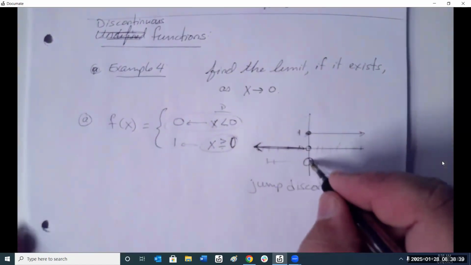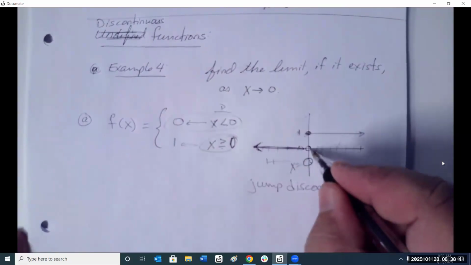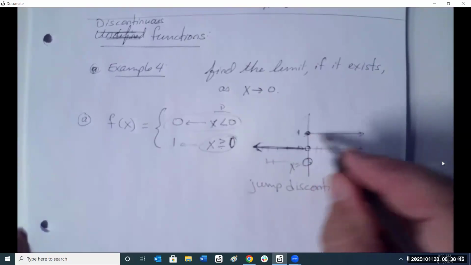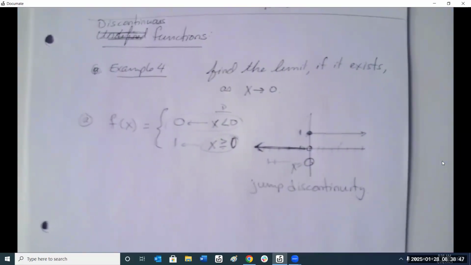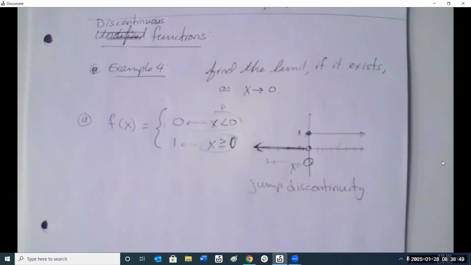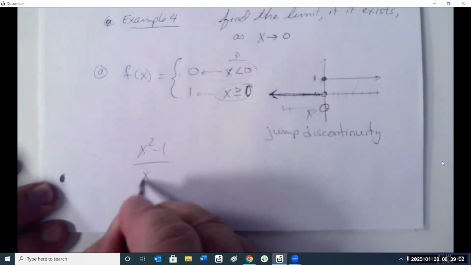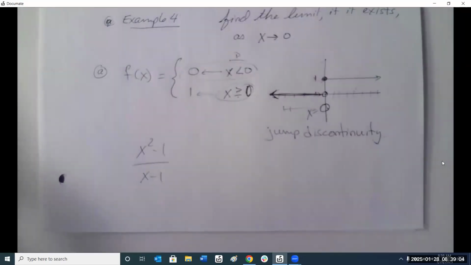Because at 0, when x is 0, it goes from y being 0 to y being 1. Is it a continuous function? No. So now we have another concept to look at. Earlier, when we had our equation, x squared minus 1 over x minus 1, is that a continuous function?